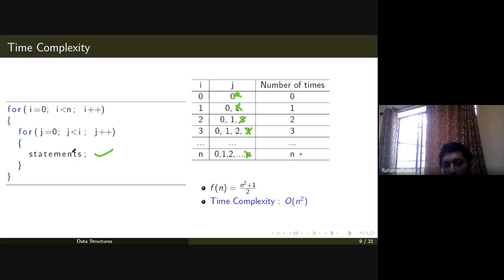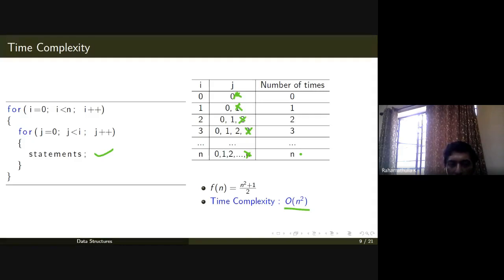Then what is the total number of times these statements will be executed? You add all these together: 0 plus 1 plus 2 plus 3 plus etc. up to n. So it will be n into n plus 1 by 2, that is n square plus n by 2, which means it is a polynomial with degree 2. So the total time complexity is order of n square.